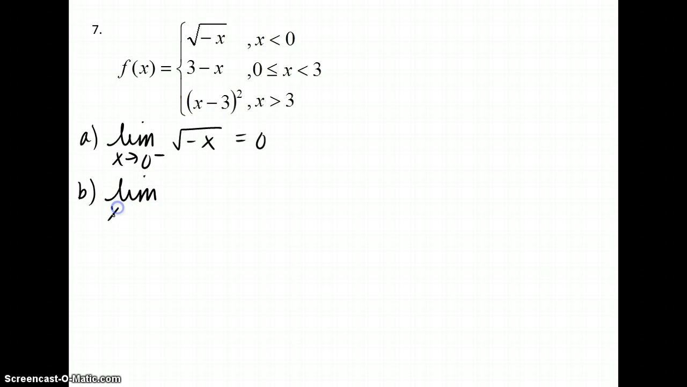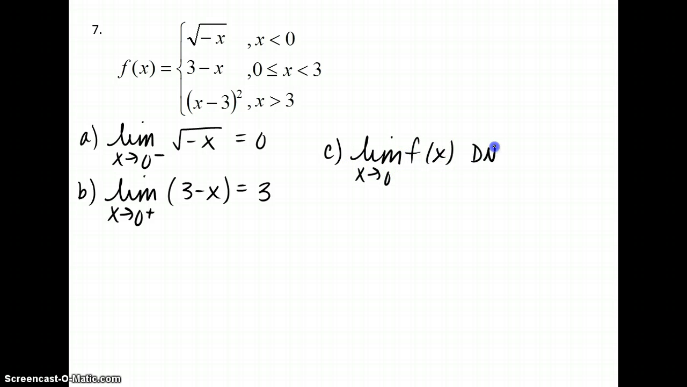Limit as x approaches 0 from the right-hand side would be the line. Direct substitution of 0 gives us 3. Because they're not the same value, the limit as x approaches 0 of the function does not exist.